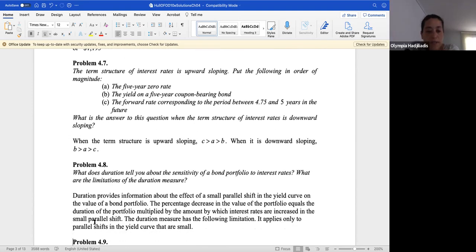So what does duration tell you about the sensitivity of a bond portfolio to interest rates? What are the limitations of the duration measure?